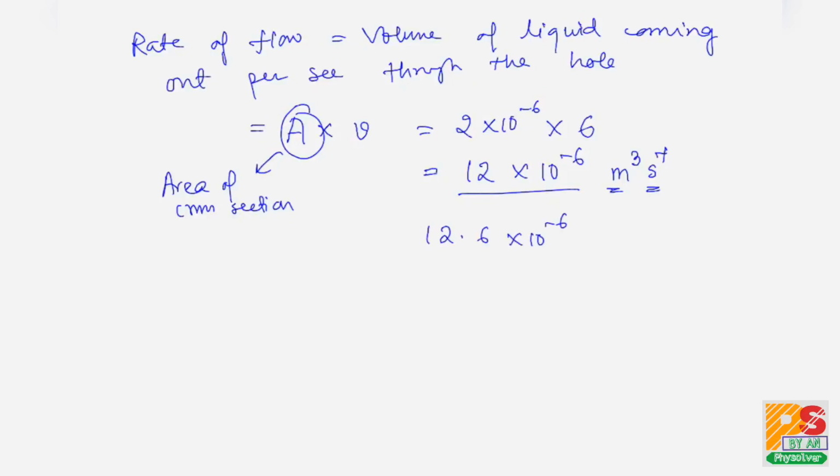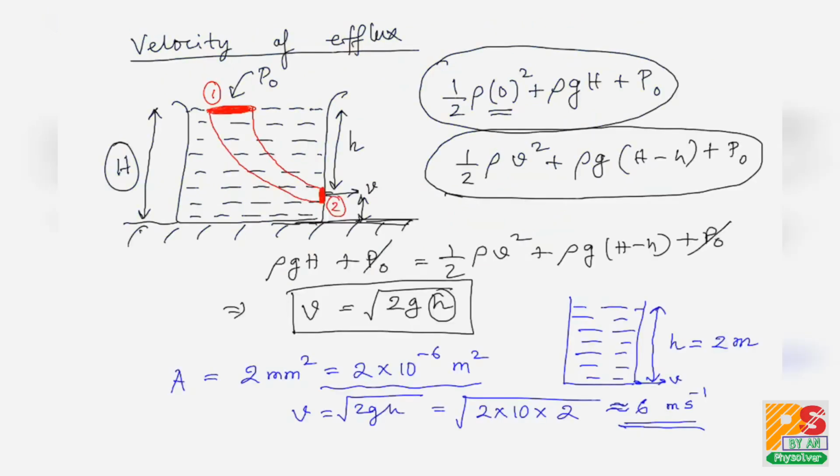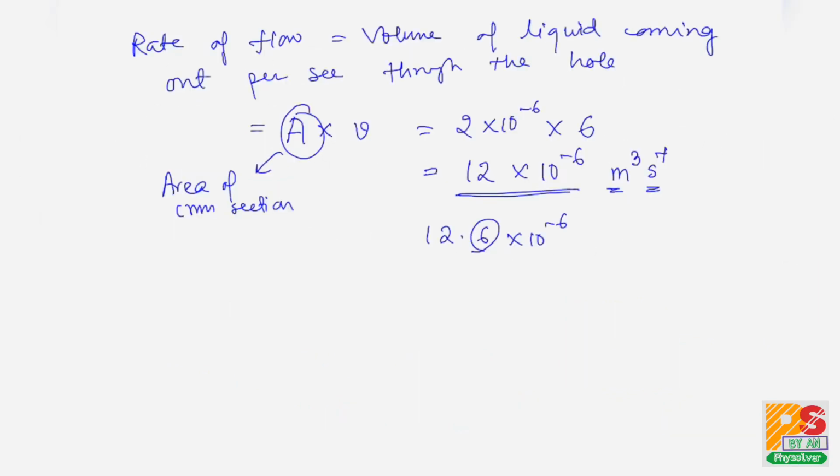You can explain why the answer is slightly greater than my answer, because here I take the approximation that root 10 is 3, but it is slightly greater than 3. So, the actual answer should be slightly greater than the answer I get here. So, option 3 is correct.